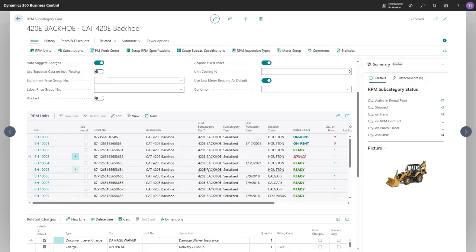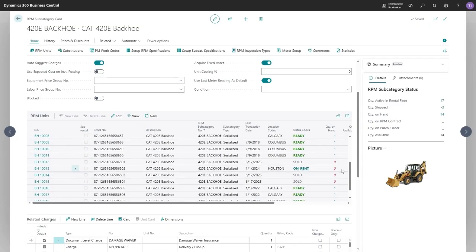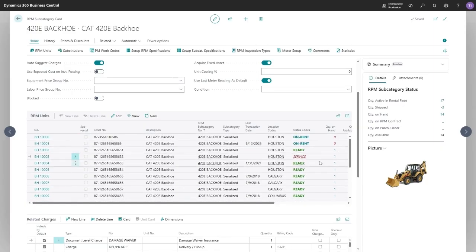So all of these units here, we track everything from not only the unit number and serial number, but also which location they happen to be activated in and shipped from, and their status code. So these 2 units are on rent. That one is ready to go out on rent. This one is in a service status. We have some over here that have been sold. So our system supports unlimited status codes, and you can drive the changing of those status codes in a setup table based on different transactions that occur.